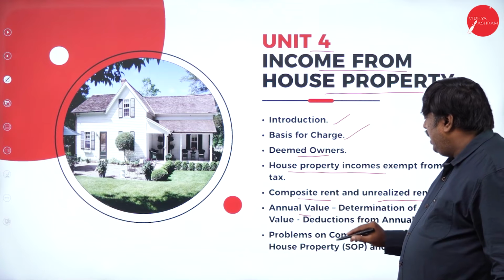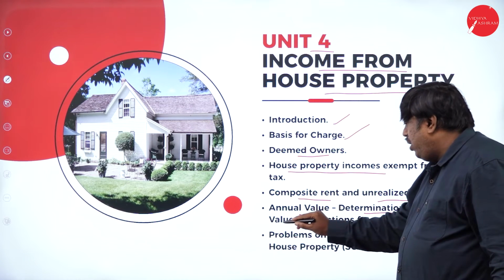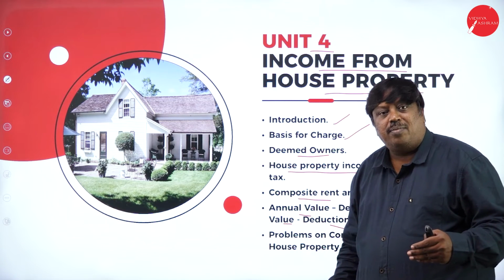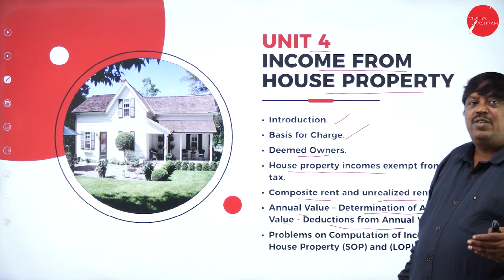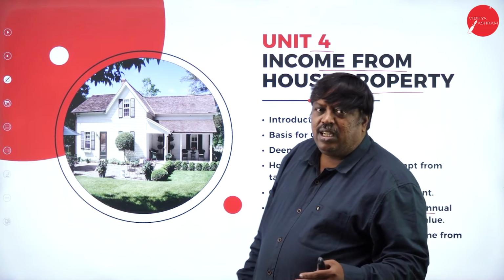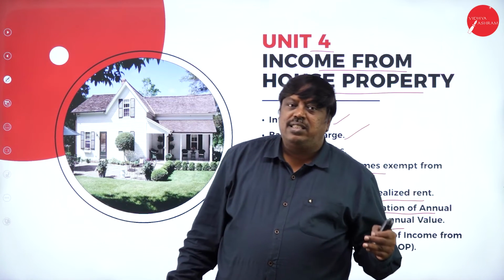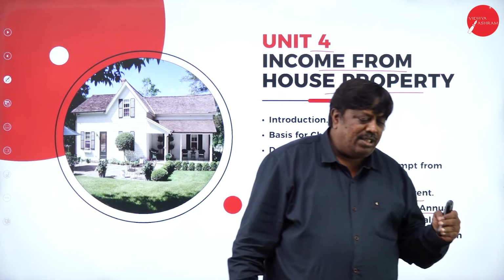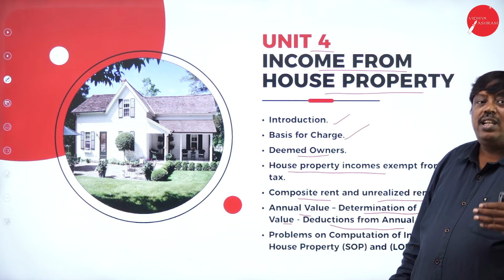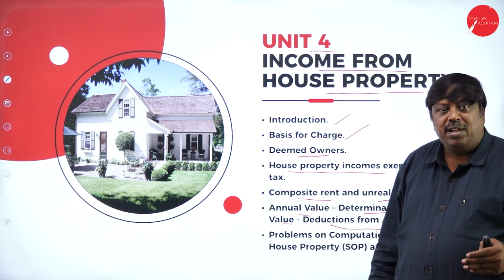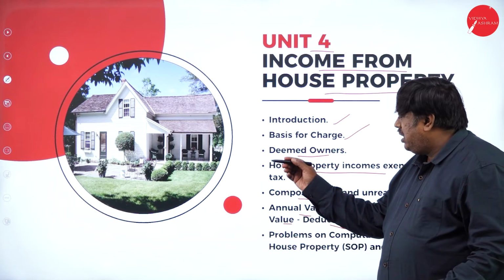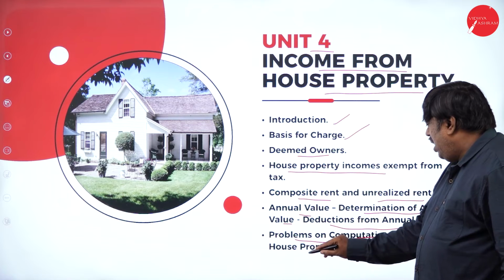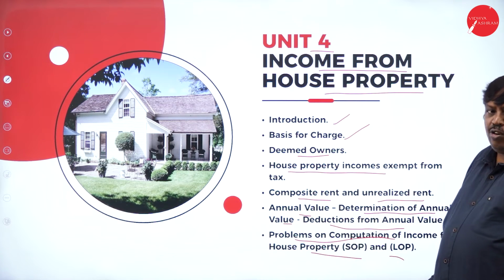Then we are going to discuss annual value, determination of annual value, and deductions from annual value. So what are the deductions we have from the gross annual value? Always for all individuals, they get under section 24 a deduction of 30% on the net annual value. Which deductions are there, how he can claim, and for what he can claim, we are going to discuss in the upcoming sessions. And a 15 marks compulsory question: computation in the case of self-occupied and let out property.